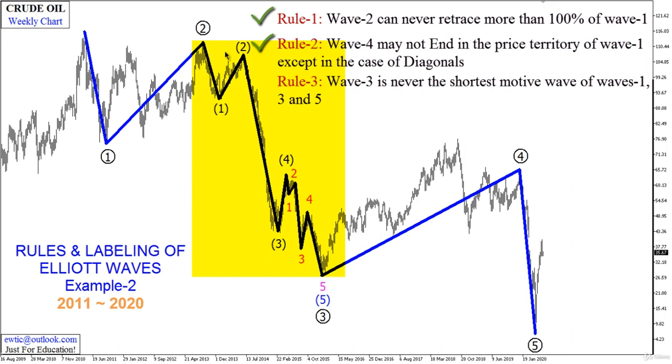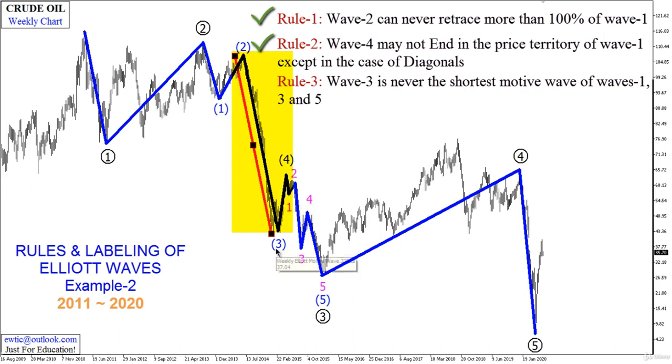Let's apply the third rule of Elliott on this move. This is the length of wave 1, blue bracketed, and this is the length of wave 3, blue bracketed. It is clear that this blue bracketed wave 3 is not shorter than blue bracketed wave 1. So now it doesn't matter if it is shorter than wave 5 or not, since it is not the shortest wave out of waves 1, 3 and 5.